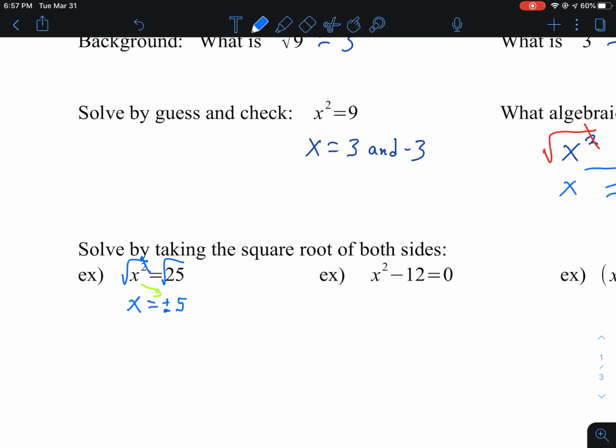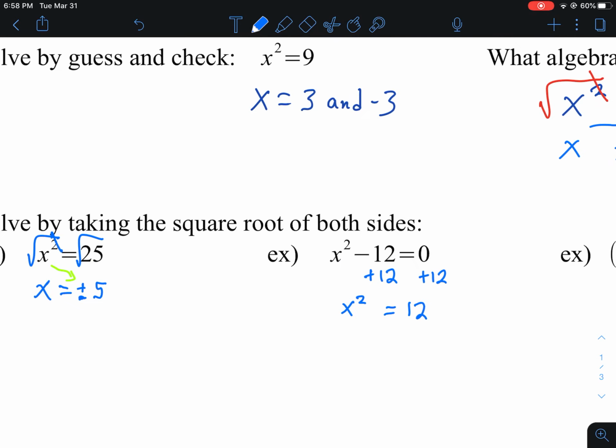Okay, the next problem. We could take the square root of both sides right now, but that would be a little crazy because the 12 is on the wrong side of the equation. So we will just add 12 to both sides. Now we have x squared equals 12. Now we will square root both sides, not forgetting the plus or minus.